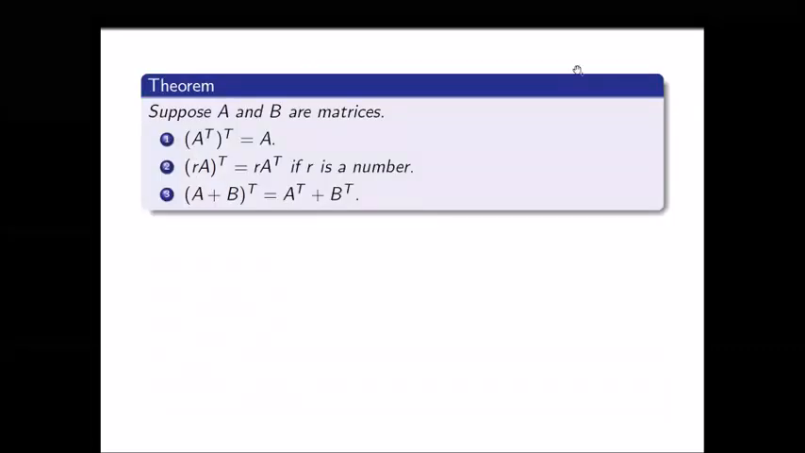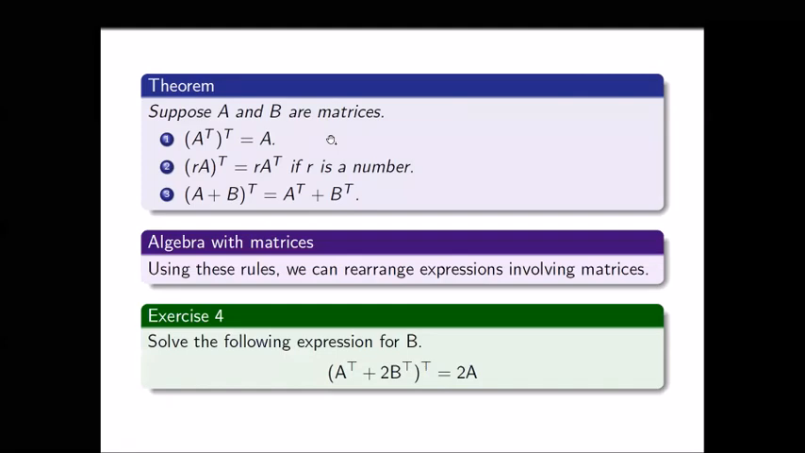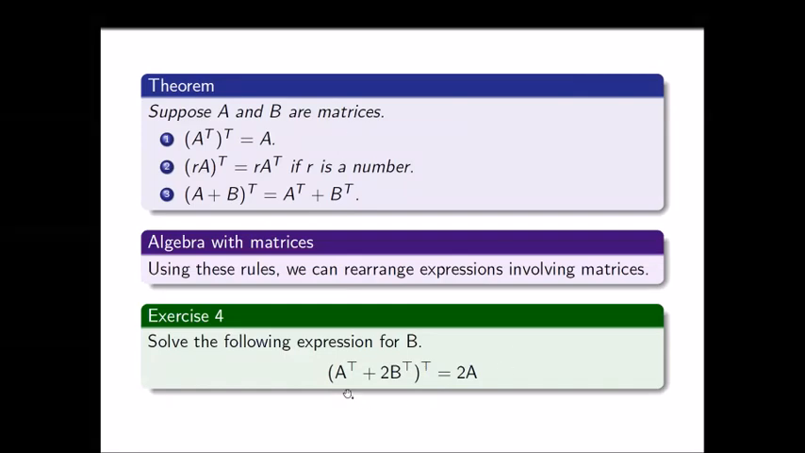So we saw some of these basic properties of transposes earlier: transpose gets distributed over addition of matrices. A constant times transpose of a matrix is the same as the transpose of constant times that matrix, and the transpose of the transpose gives us back the original matrix. So we want to use these properties to solve for the value of B in terms of A in the following expression.